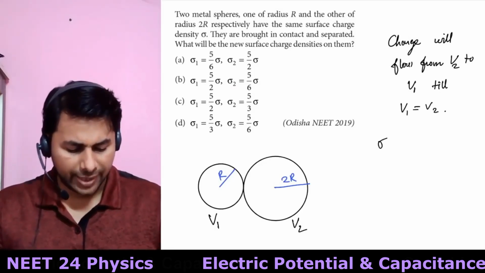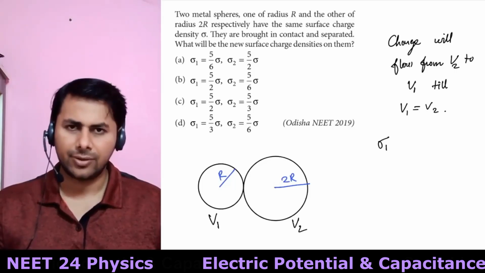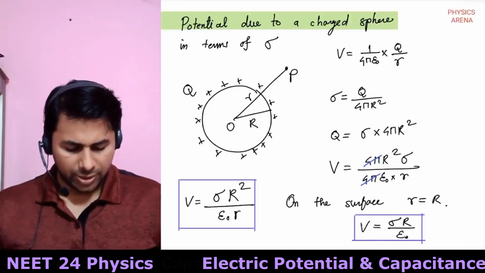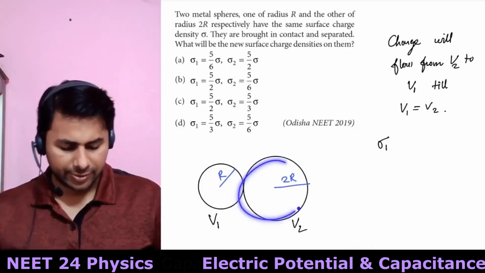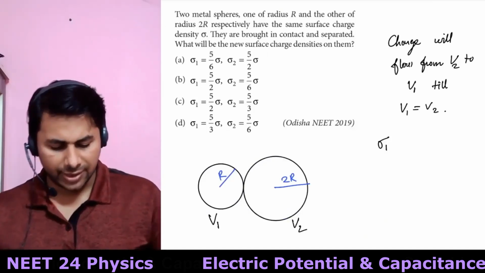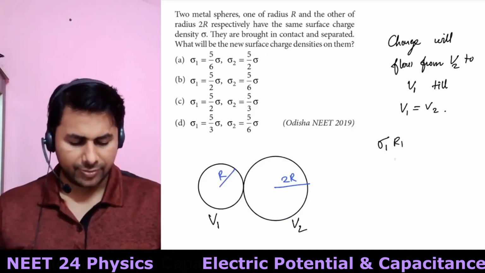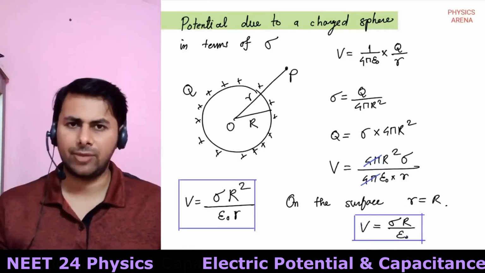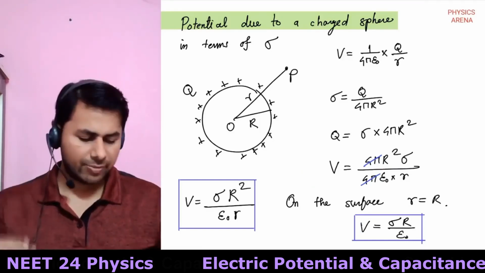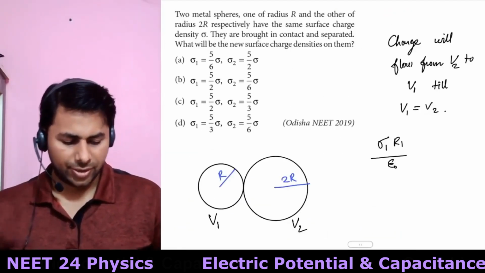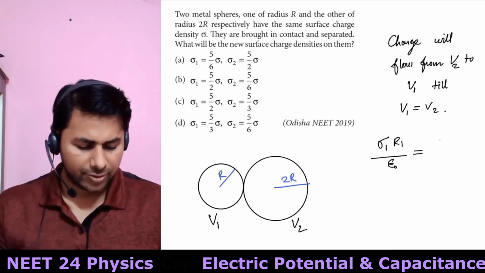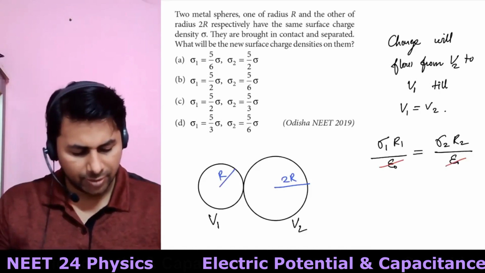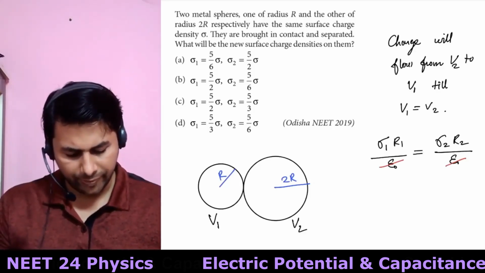Now there will be some relation between final sigma 1 and final sigma 2. The surface charge density of the first one becomes sigma 1, and for the second one it becomes sigma 2. The potential on the surface is sigma times R upon epsilon naught. So sigma 1 times R1 upon epsilon naught is equal to sigma 2 times R2 divided by epsilon naught. Epsilon naught gets cancelled.